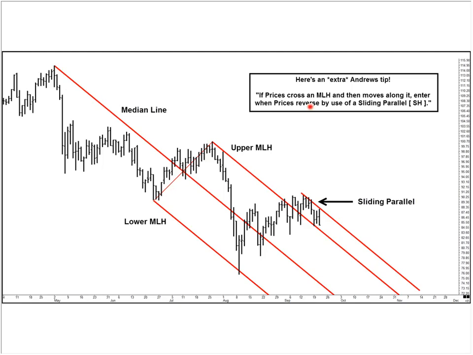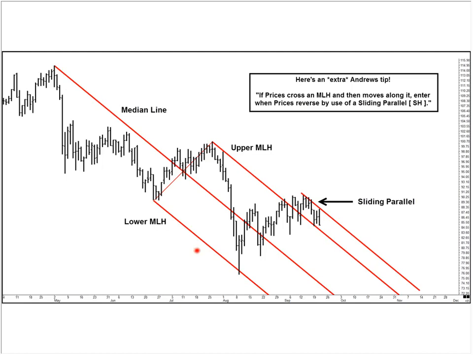So let's take a look. If price crosses a median line, this is called a median line parallel. This would be the median line parallel. If price crosses it and then begins to move along it, like it is here, we call this trading the switchback. Big fancy move for moving along it. Enter when price is reversed by the use of a sliding parallel, which in the shorthand would be SH. The shorthand for this upper parallel or this lower parallel would be MLH for median line parallel.